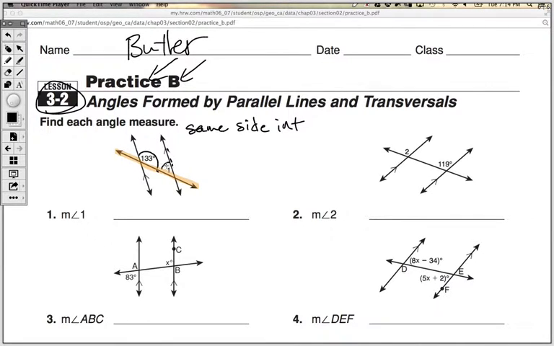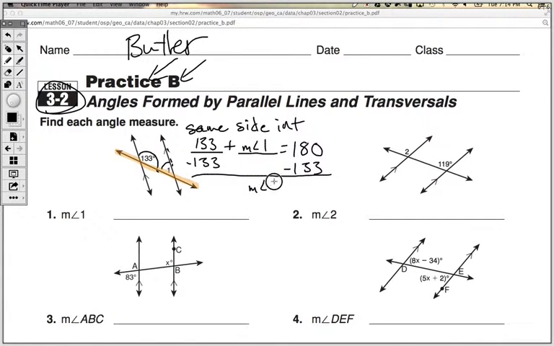So we got 133 and angle 1. And I know that together in that U-turn, it's going to add up to 180 degrees. So we have 133 plus the measure of angle 1 equals 180. Now to figure out the measure of angle 1, it's pretty simple logic here. We subtract, and then you get the measure of angle 1 equals 47 degrees. And that's it. Yeah, it's easy, I guess you could say. Let's take a look at the next one.